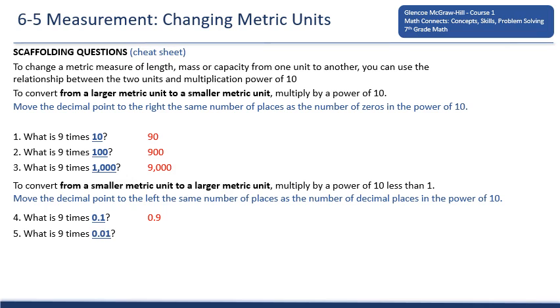What is 9 times 0.01 or 1/100th? 9/100ths. We move the decimal point one place to the left. What is 9 times 1,000ths? It's 9,000ths. We move the decimal point another place to the left.